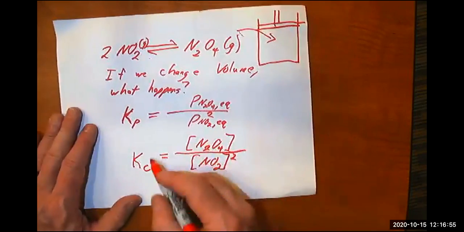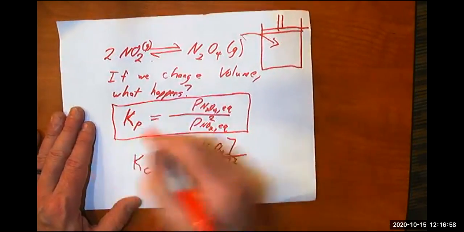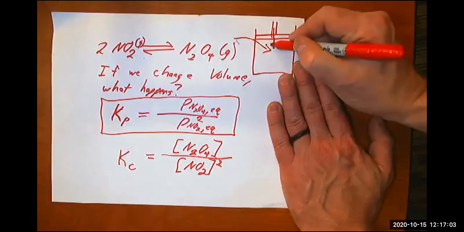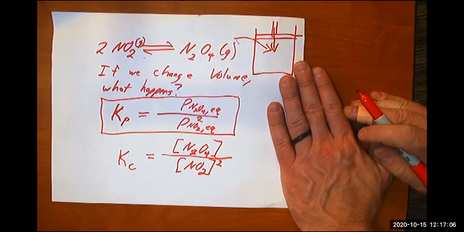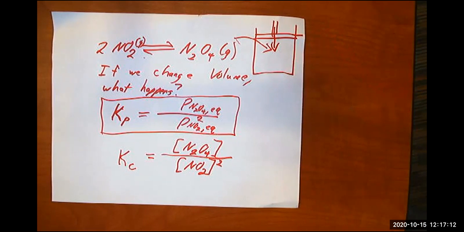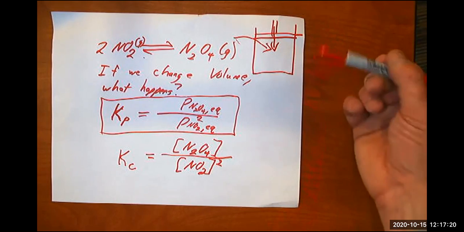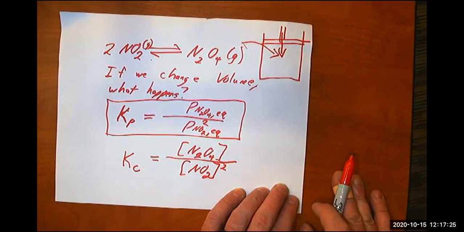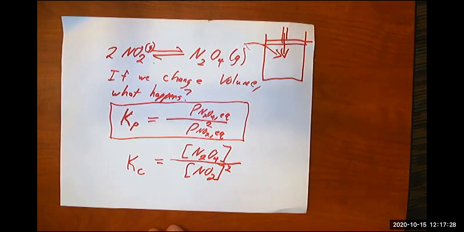So with this in mind, let's now think about what happens if we push this plunger in and decrease the volume of the container. We have an equilibrium that has been established. There is some pressure of N2O4 and there is some pressure of NO2. And let's suppose we halve the volume. What does that do to each of the partial pressures if we halve the volume? It'll double the pressure, exactly.